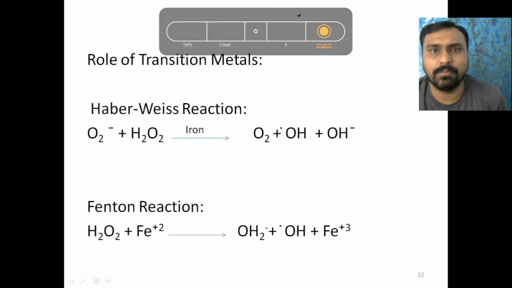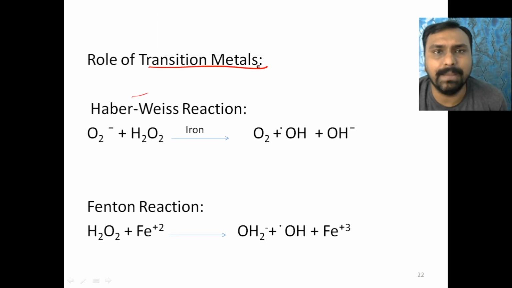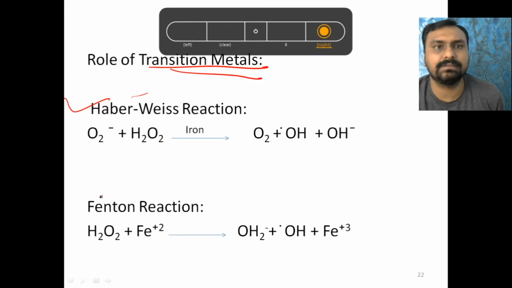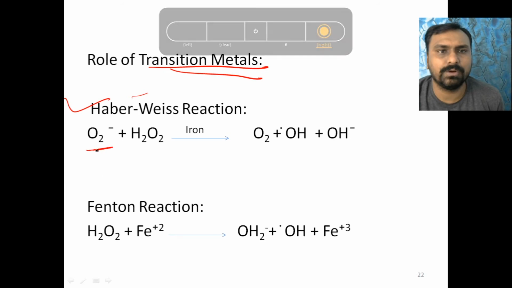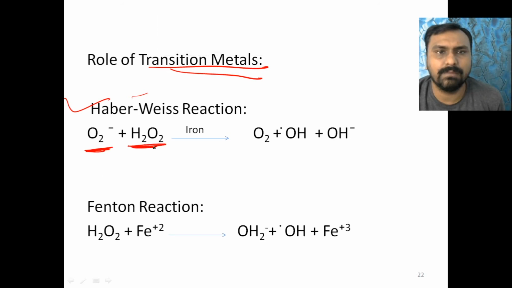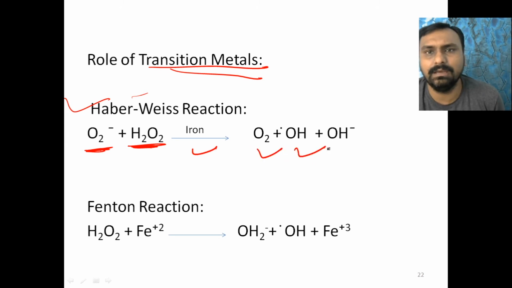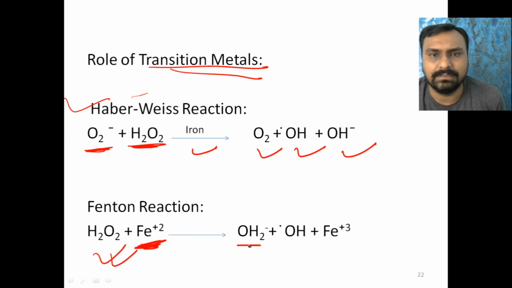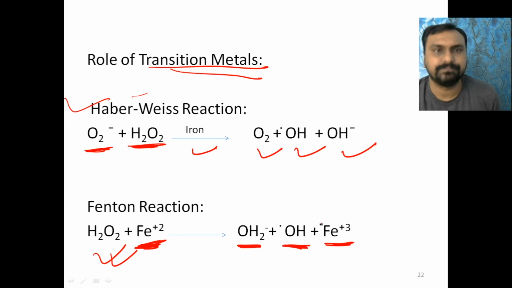And there is also formation of free radicals during reaction with metals. So there are two important reactions: the Haber-Weiss reaction and the Fenton reaction. In the Haber-Weiss reaction, superoxide radical combines with H2O2 and iron, and they form oxygen, hydroxyl radical and hydroxyl ion. Then H2O2, with the help of iron, is ultimately converted to hydroxyl radical and Fe3+.